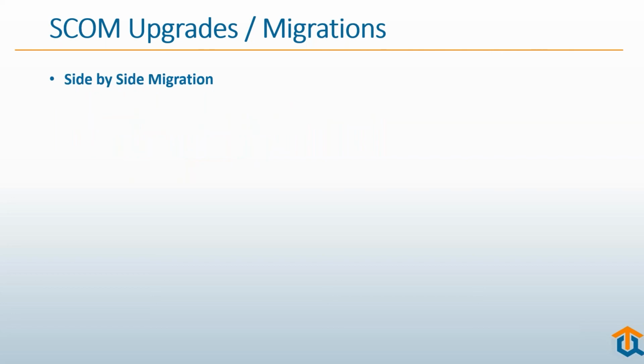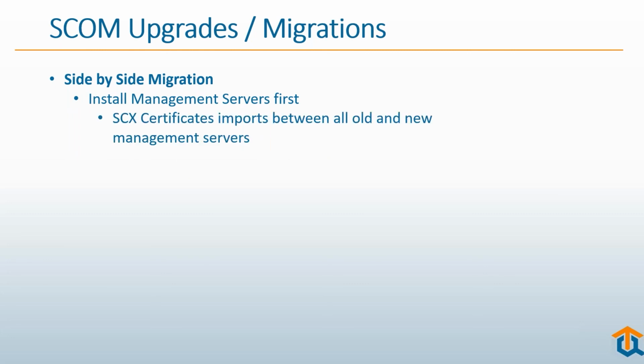Going towards the side-by-side migration, of course, this is a little bit more difficult. First you install the new management service. Next you export your SCX certificates from those new management servers and import them into all of the other new management servers. However, if you want to move on to the Linux side of things and multi-home them temporarily, you need to make sure that the SCX certificates from the old environment are loaded into the new management service as well, and the other way around.